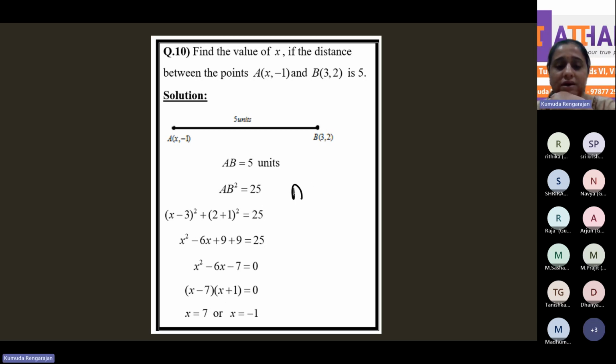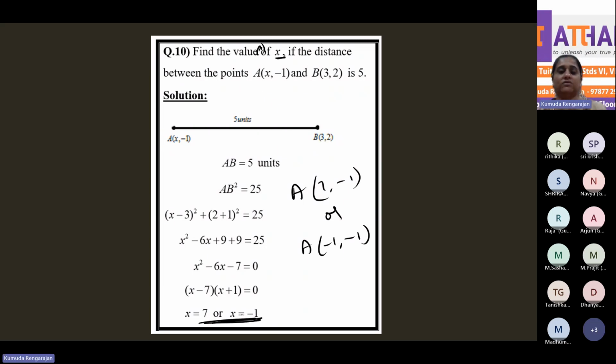You don't have to write A is 7, -1 or A is -1, -1 because they've not asked you that question. The question is only to find the value or values of x. So just leave it here. x is 7 or x is -1. That's it.